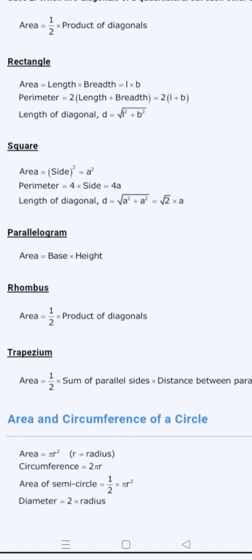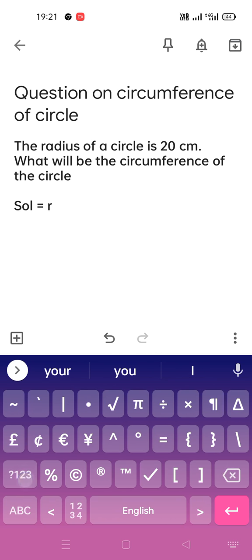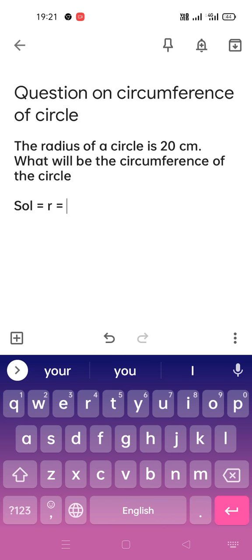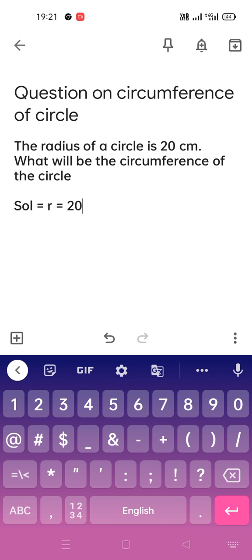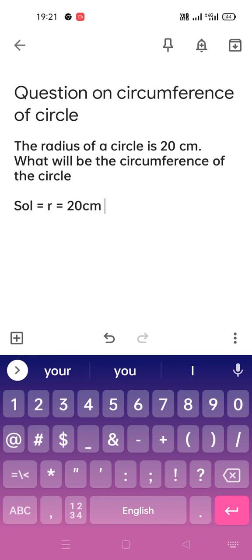Let me do one question regarding this. This is a question on the circumference of a circle. The radius of a circle is 20 cm. What will be the circumference of the circle? Small r refers to the radius. The radius is 20 cm, right? What do we have to find?